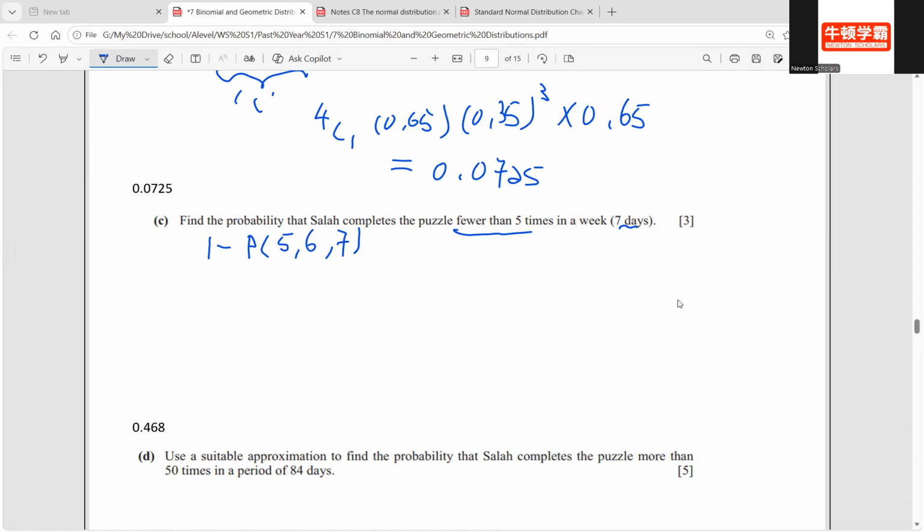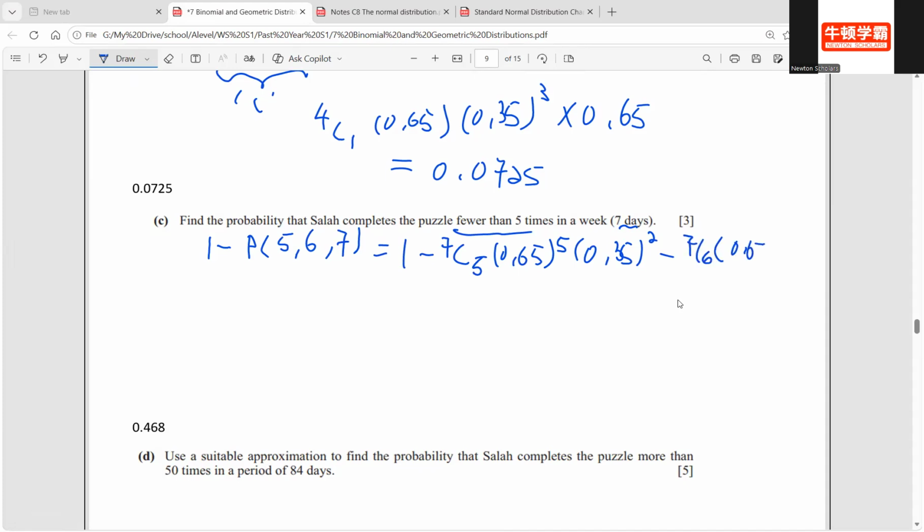I just minus it, so this one is the same as 0, 1, 2, 3, 4. So 1 minus the total, the n is actually 7. So 7C5 times 0.65^5, then 0.35^2.